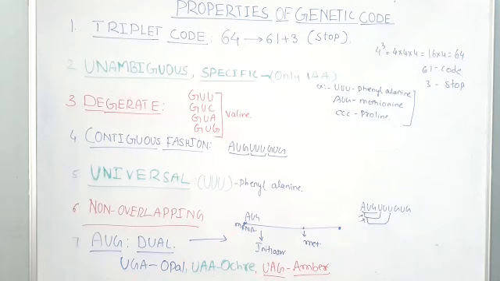But these are also named like this. UGA is called opal. UAA is known as ochre and UAG is known as amber. Sometimes in multiple choice questions, which of the following triplet codons are known as opal, ochre and amber, may be given in the examination. Very specifically you must remember: UGA is called opal, UAA is known as ochre and UAG is known as amber. So opal, ochre, amber. These are the three different stop codons. Okay, that's all.